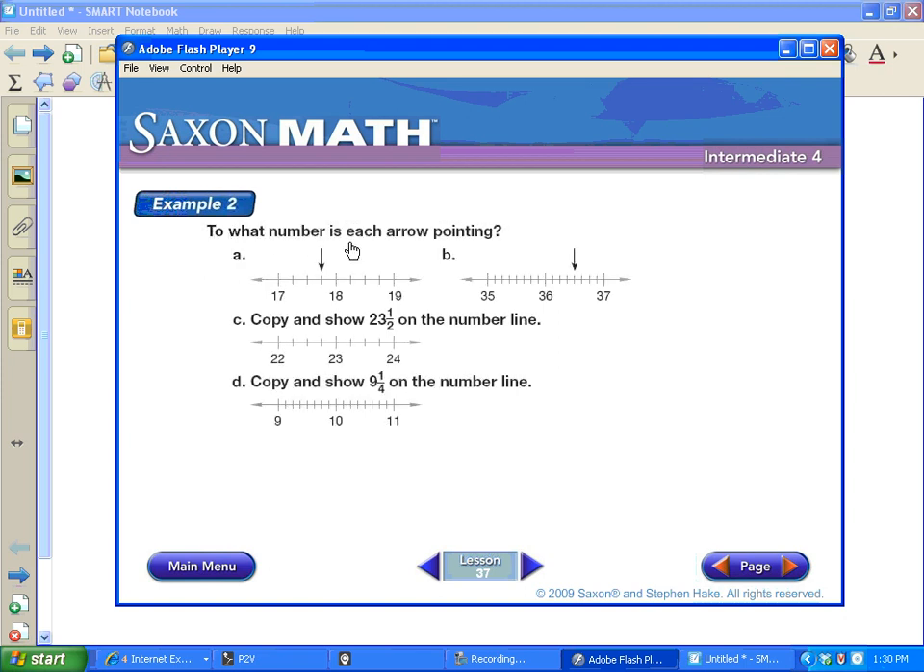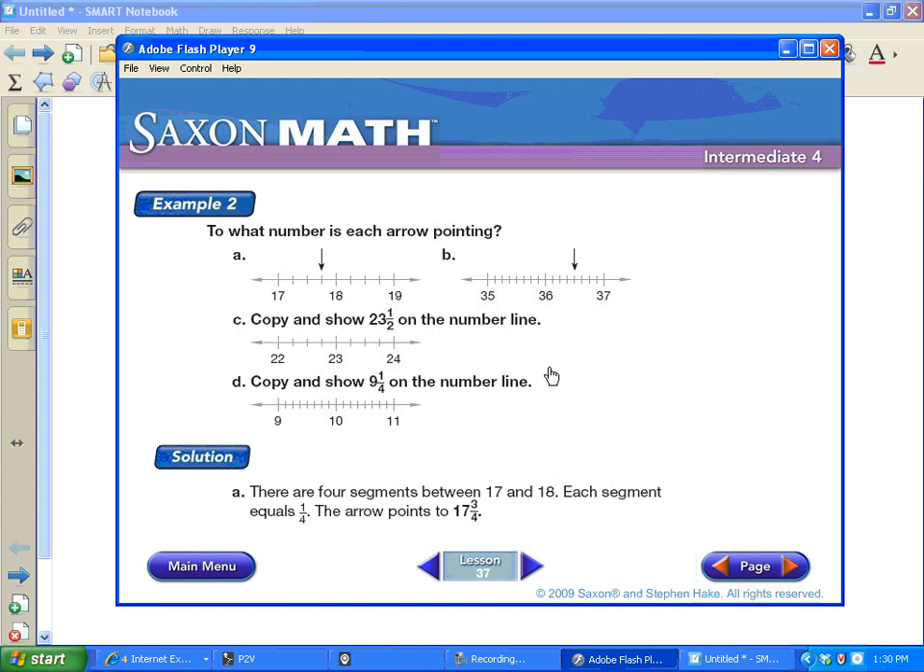Example 2, to what number is each arrow pointing? Okay, we know we're past 17. Let's look how many sections. 1, 2, 3, 4. It's pointing over to the 1, 2, 3rd tick mark, so this one is 17 and 3/4.